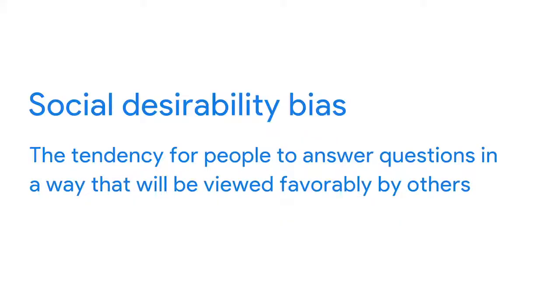The last bias moderators need to guard against is the social desirability bias, which describes the tendency for people to answer questions in a way that will be viewed favorably by others. You've probably seen this happen in your own life. Imagine you're with a group of friends who are talking about a movie they enjoyed. One of them asks you, "Did you like the movie?" And everyone turns to see your response. You're likely to say, "Yes, I loved it," to be viewed favorably by the group, even if you didn't actually love it.